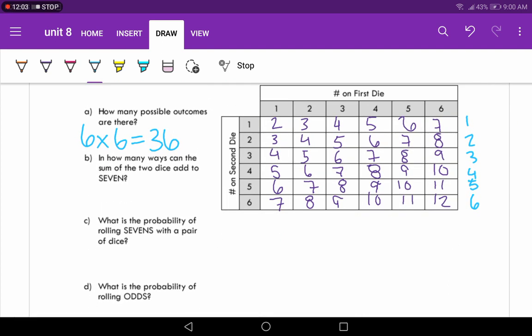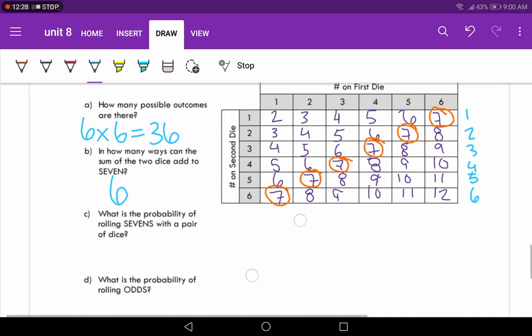And how many ways can the sum of the two dice add to 7? So what I'm going to do is I'm going to go through and circle every time I see the sum as 7. So there's one, there's one. And again, you'll notice you should get a pattern here. Okay, so those are all the instances that we can get a 7. So there's 1, 2, 3, 4, 5, 6. So there's 6 possible ways that we're going to get 7.